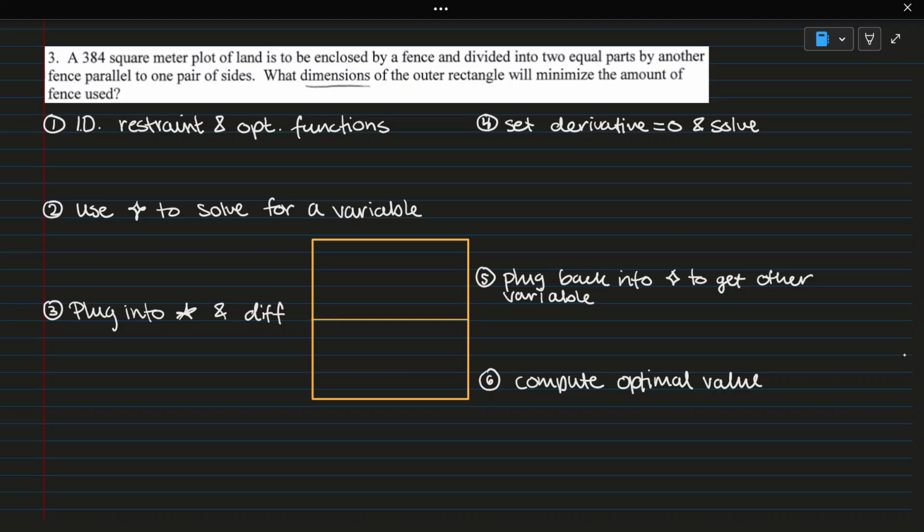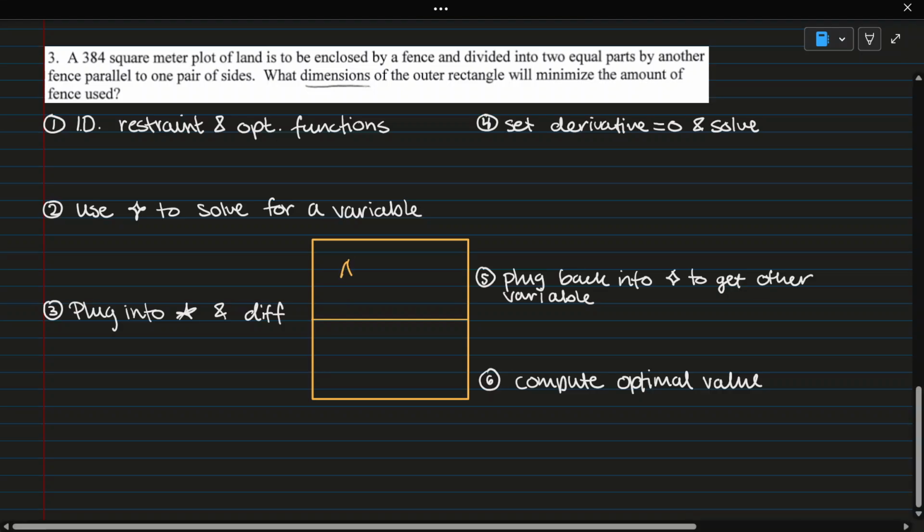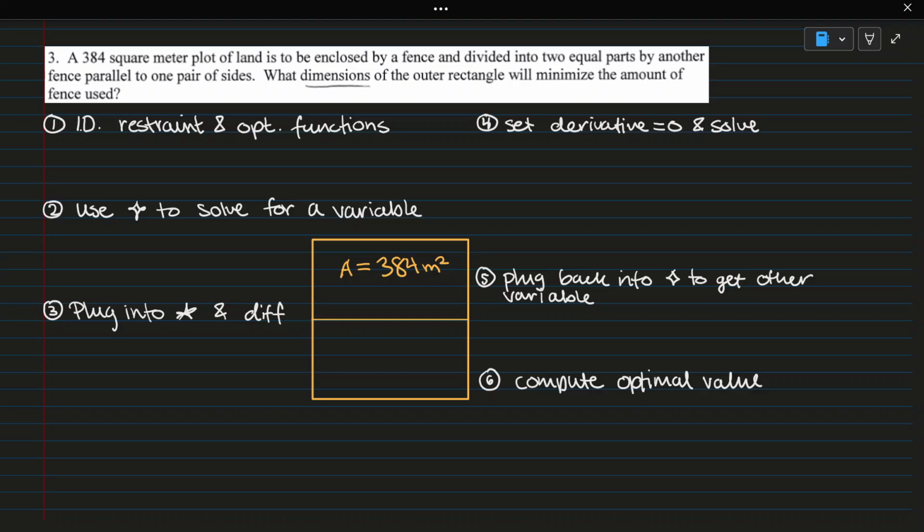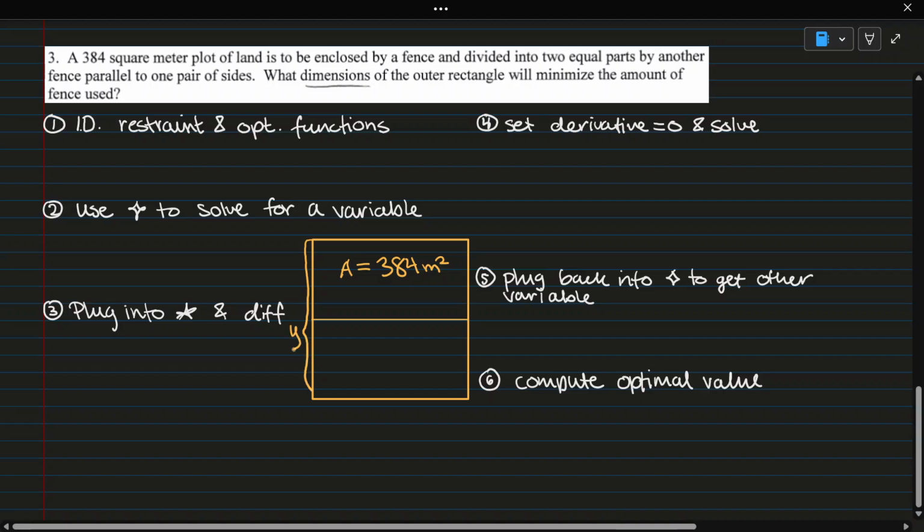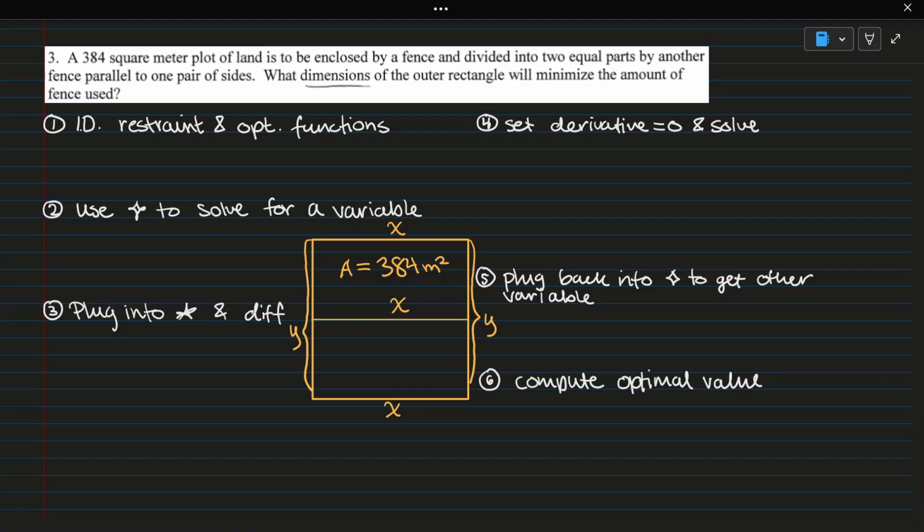Okay, so we're given here that this entire plot of land has an area of 384 square meters. And we want to know what dimensions will minimize the perimeter, right? So let's label our sides here. Let's call this long side here y, and so this guy will also be y here. And then this guy will be x, and this guy will be x, and that guy will be x.